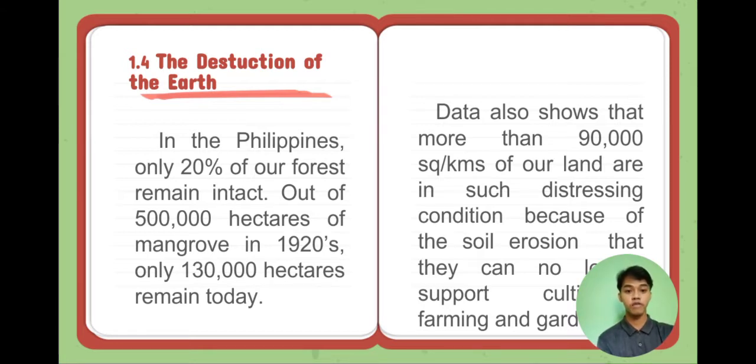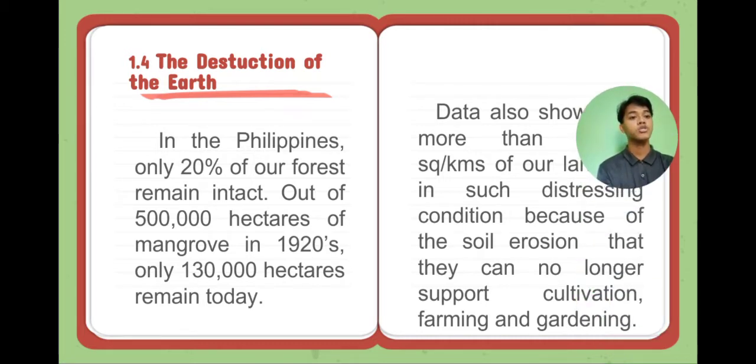The fourth dimension of our ecological problem is found in the destruction of the Earth. In the Philippines alone, only 20% of our forests remain intact. And out of 500,000 hectares of mangrove in the 1920s, only 130,000 hectares remain today. The data also shows that more than 90,000 square kilometers of our land are in such distressing condition because of soil erosion that it can no longer support cultivation, farming, and gardening.